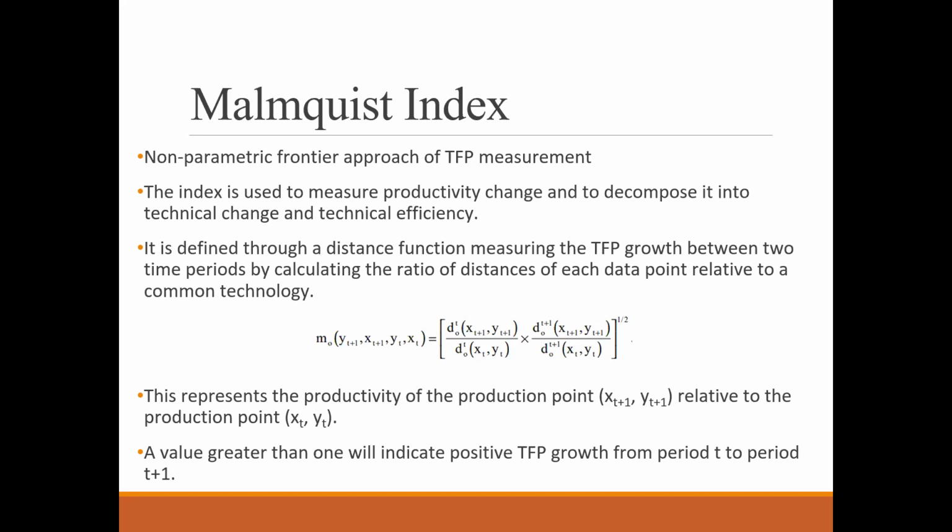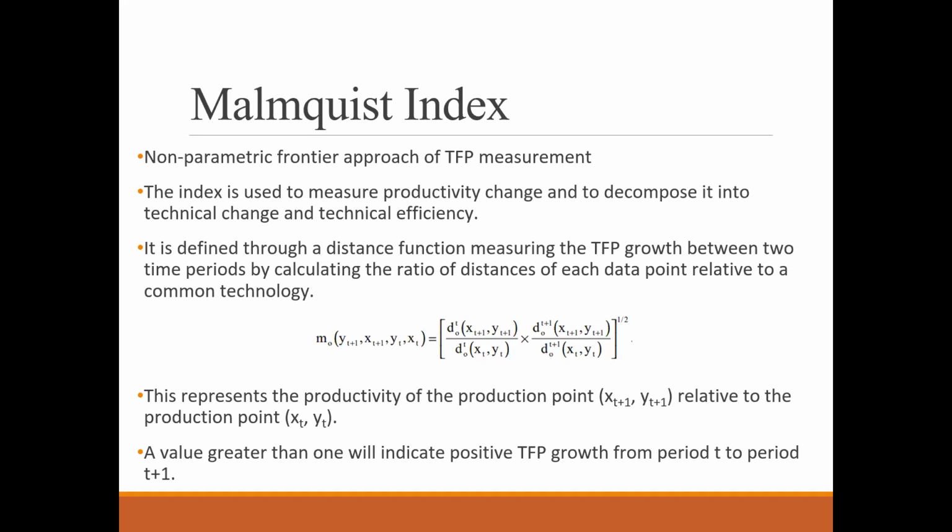So the first one is the Malmquist Index. It is a non-parametric frontier approach of TFP measurement. The index is used to measure the productivity change and also decompose it into technical change and technical efficiency. It is defined through a distance function measuring TFP growth between two time periods by calculating the ratio of distances of each data point relative to a common technology. This is the formula for measuring the Malmquist Index.